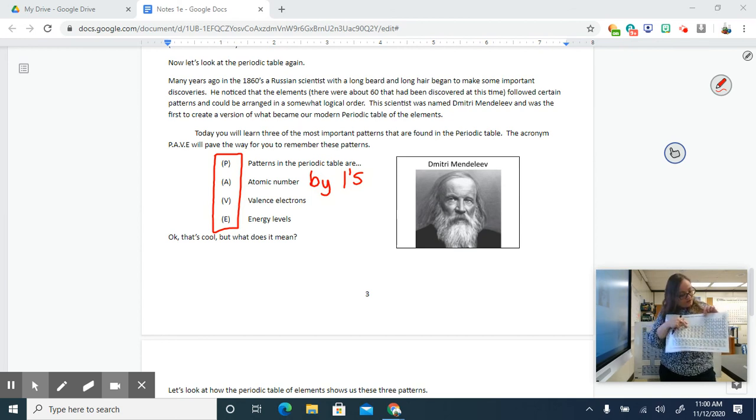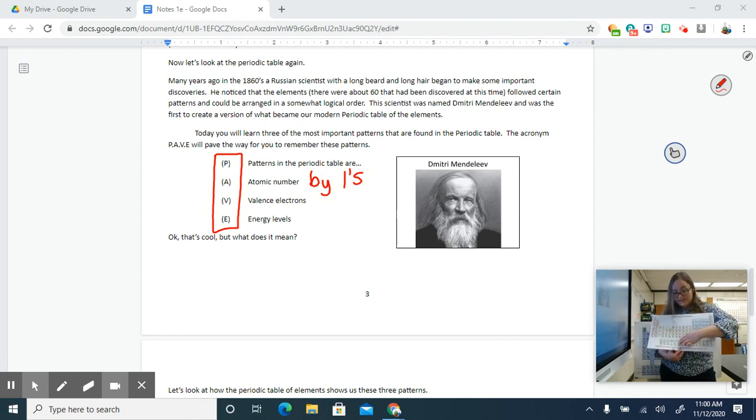So we get over here to family 13. How many did we skip? 10. What's 13 minus 10? 3. Guess how many valence electrons everything in family 13 has? 3. And everything in 14 has 4. 15 has 5. 16 has 6. 17 has 7. 18 has 8.